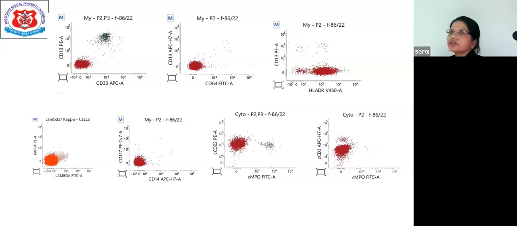So in such cases, you have to repeat the clonality tube. You have to repeat this experiment. And finally, we got a kappa restricted population in this case. So this was a case of hairy cell leukemia. We had put up cytoplasmic 22, which also came to be positive. MPO was negative and cytoplasmic CD3 was also negative. So this was a case of follicular lymphoma.